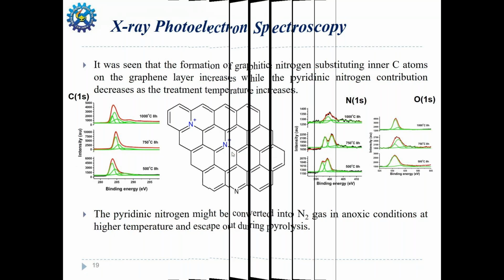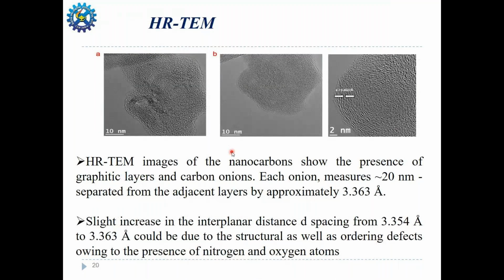These are the high resolution electron microscopic pictures, which show these carbons are somewhat onion-like structures. We see that the layers are separated by about 3.363 angstrom, a slight increase compared to typical graphitic layers, which is primarily due to the defects owing to the nitrogen and oxygen atoms, because these are self-doped materials.